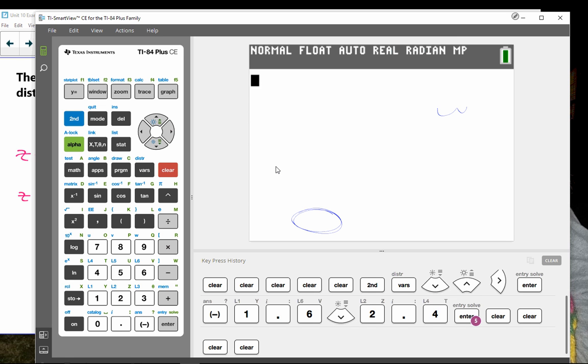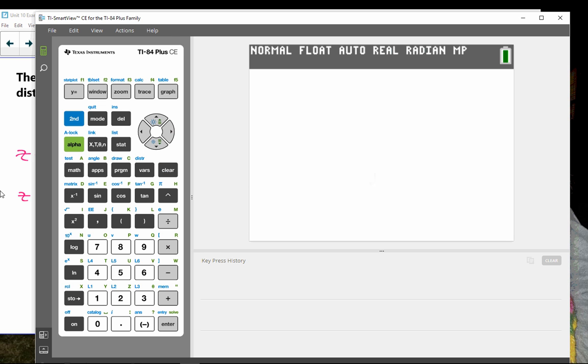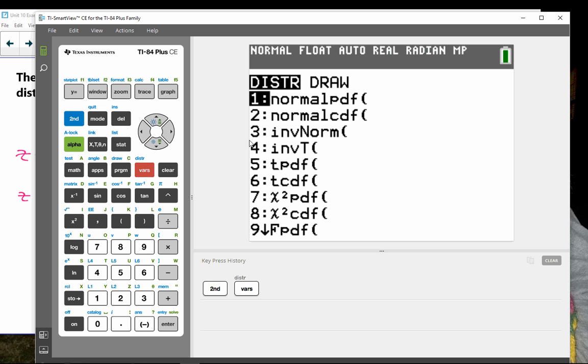Okay, no, we're not going to do all 60. I'm just going to do about the first 20. I can go two different ways here. I can go second VARS, and you should get distribution, but that's your bell curve. And then you can also draw it. However you want to do it, it doesn't matter. I'm going to show you both ways.